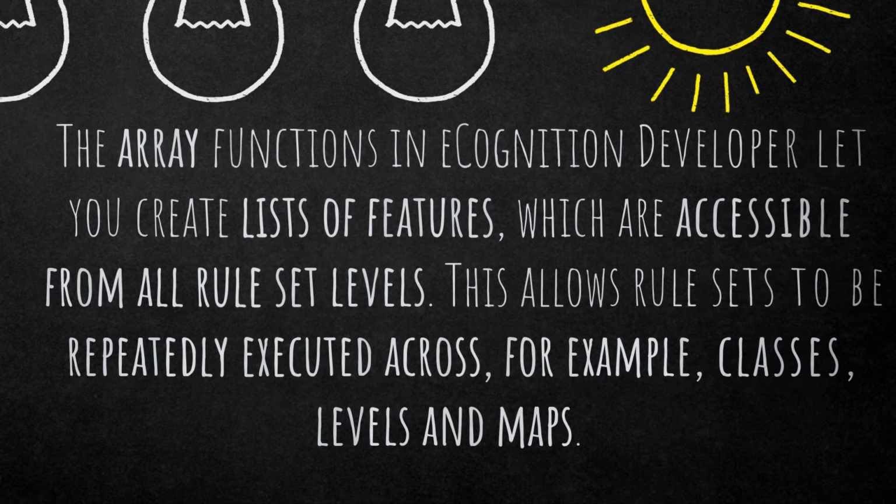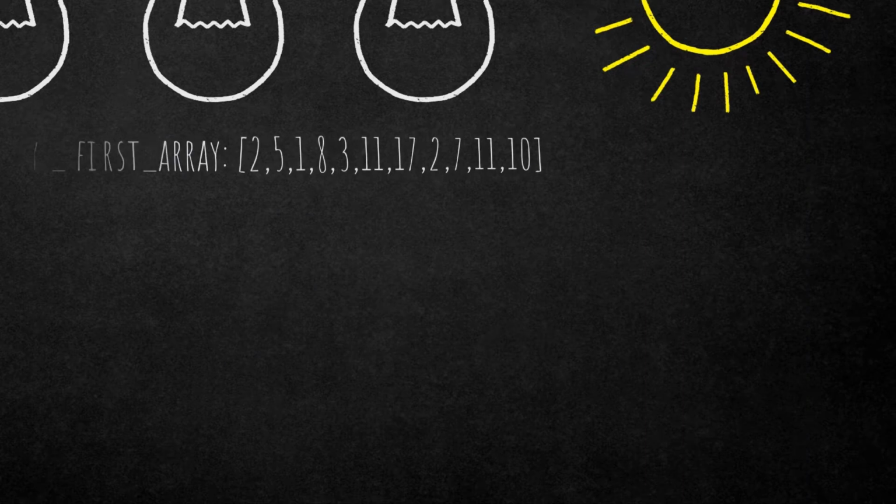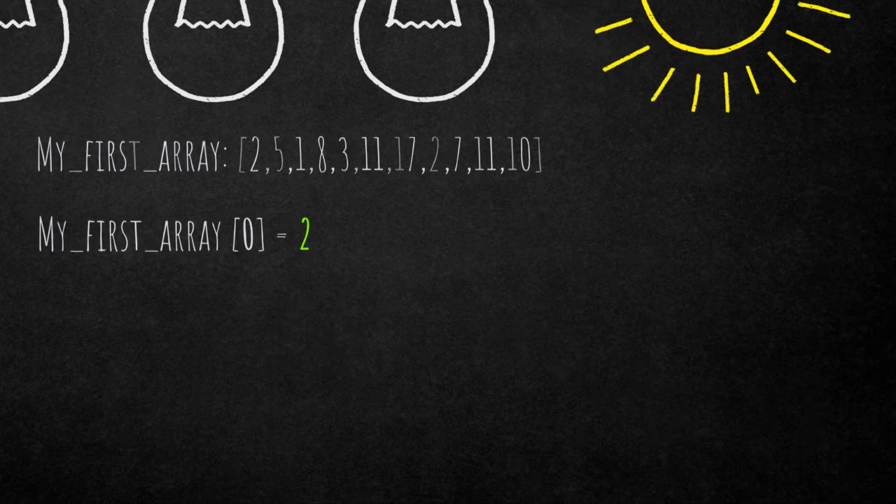That's an array. Let's assume here that's your first array, so a list of numbers, and you can access each number by its index. Important to know is that it starts with 0. So index 0 is the first value in your array, in this case 2. And index 4 is 3.